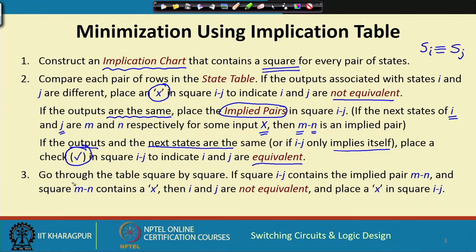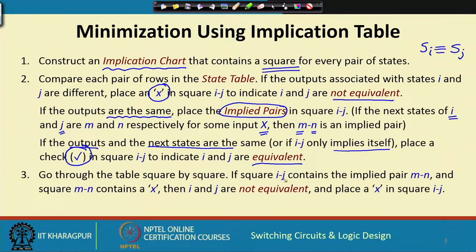So you see, we are tentatively marking three things. First, if they are not equivalent at all, we put a cross. If they are definitely equivalent, we put a tick. But if we do not know yet, we note down the implied pair m n, because we will have to check m n again later to see whether m and n are equivalent or not. If they are equivalent, we will replace it by a tick. If they are not equivalent, we will replace it by a cross. This is how it works. So we repeat this for all the squares, going through the table square by square.